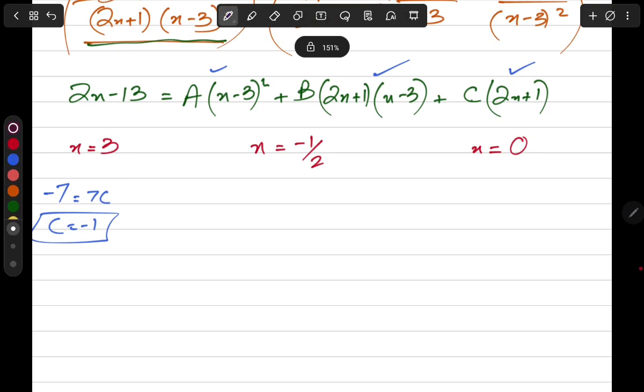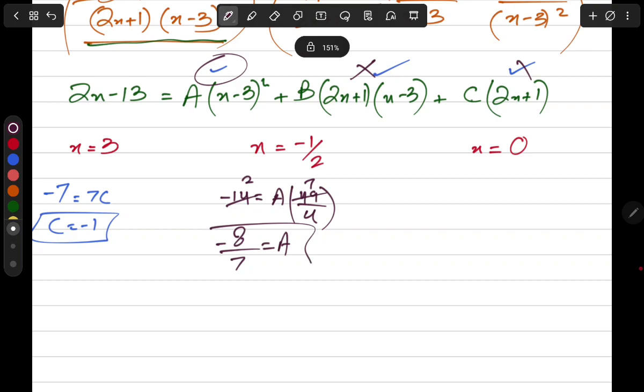Pretty straightforward. Now when I substitute x is equal to negative half, this eliminates b, this eliminates c, and I'm only left with a. So this makes it minus 14 equal to, and the right hand side is going to be minus half minus 3 is minus 7 upon 2, so a times 49 upon 4. So this becomes what? 7 times 7, 7 times 2. So negative 8 over 7 is going to be the value of a here.